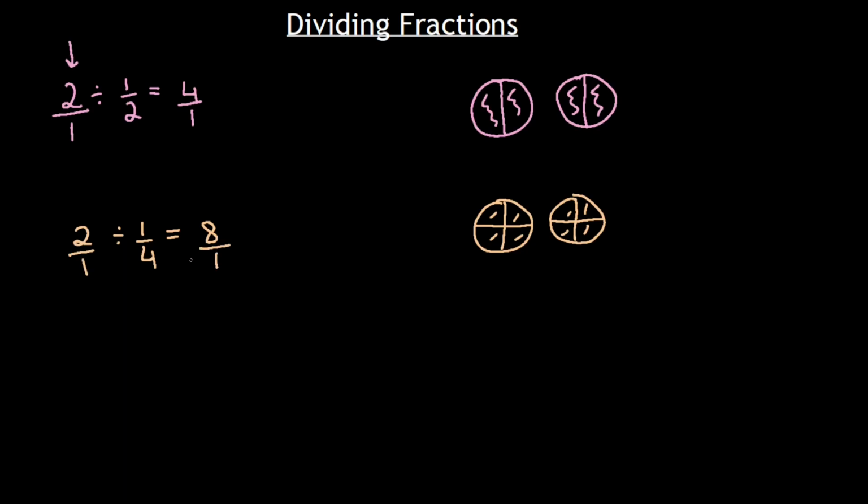So what's the pattern? You've probably thought that it's something to do with multiplying the 2 and the 4. If you do 2 times 4, that makes 8. Similarly, if you do 2 times 2, then that makes 4. So what has actually happened?